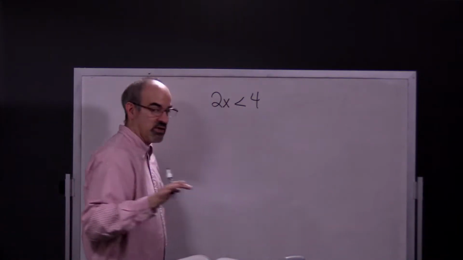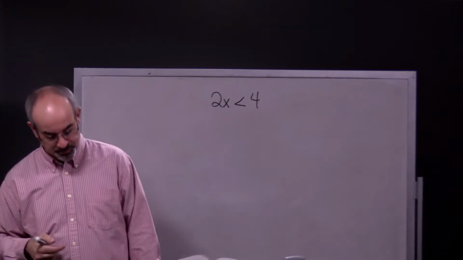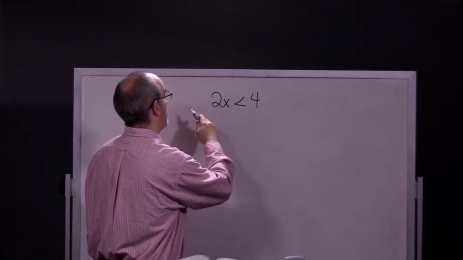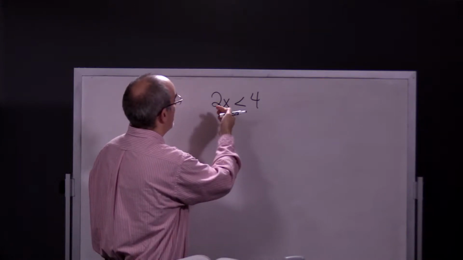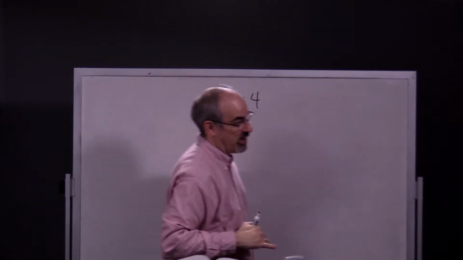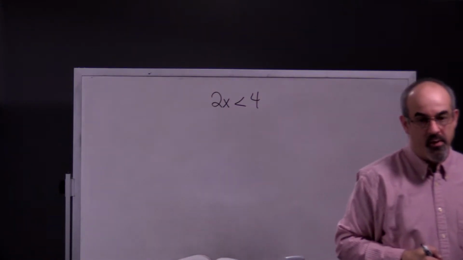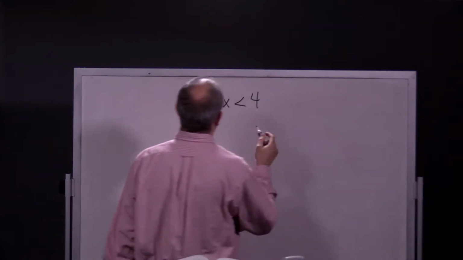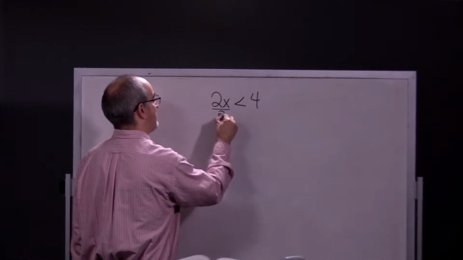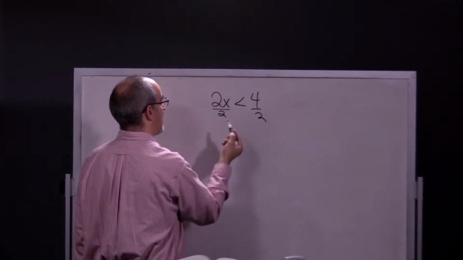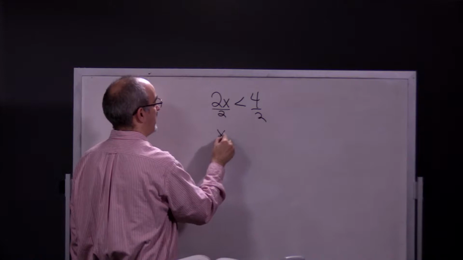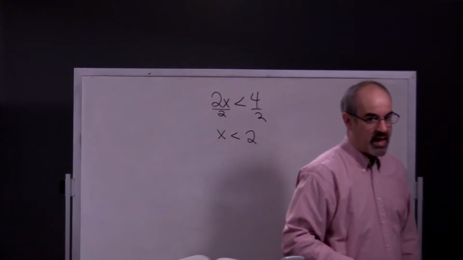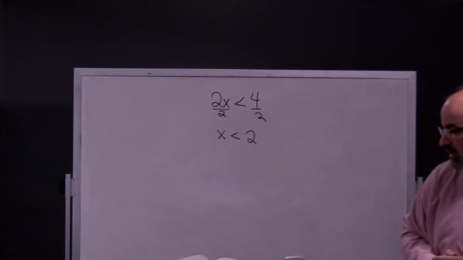So we don't have to do that in this problem. X is being attached to a 2, or 2 is being attached to an x. That means we're multiplying x by 2. So to undo that, we have to divide by 2. Well, we have to divide by +2, which is not a negative number. So we don't have to worry about flipping anything. So our answer is just x is less than 2.